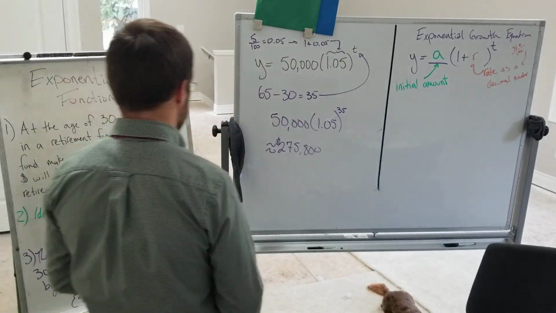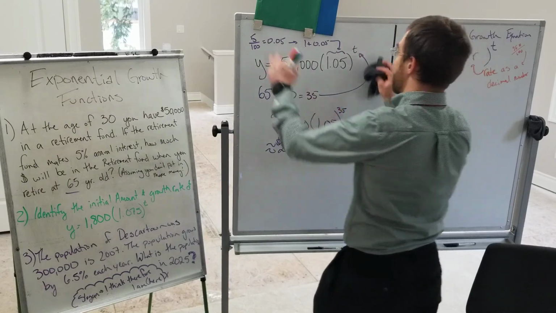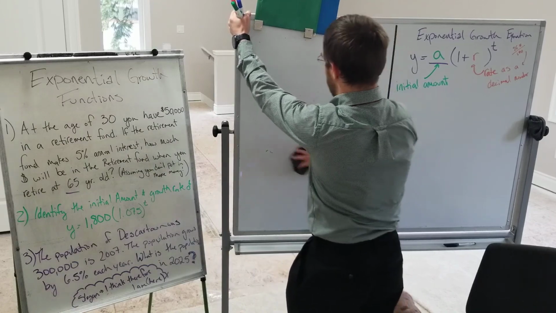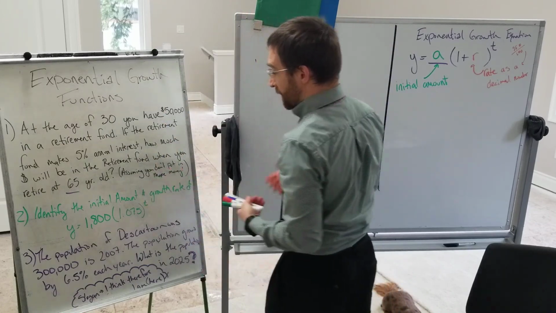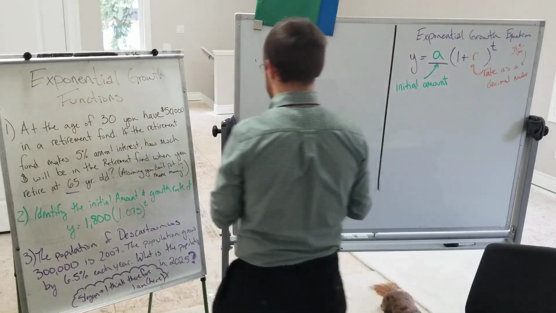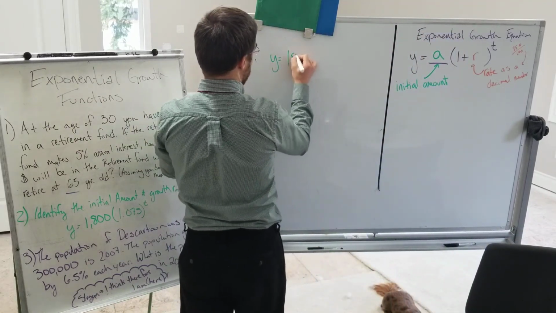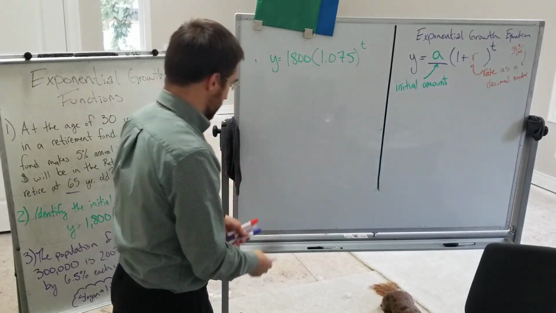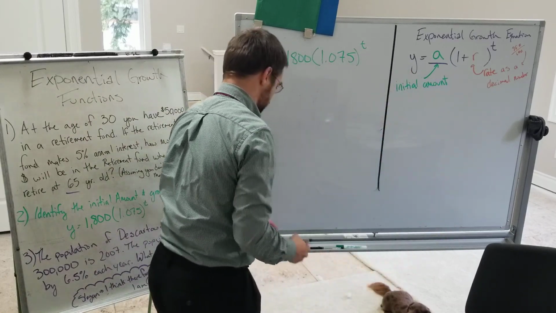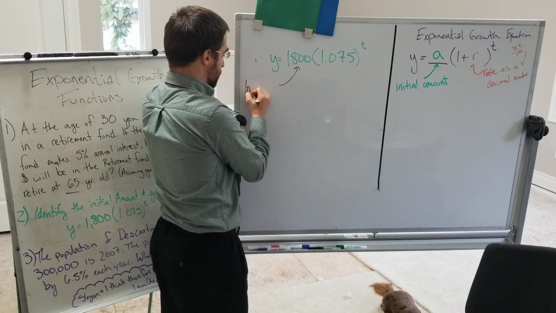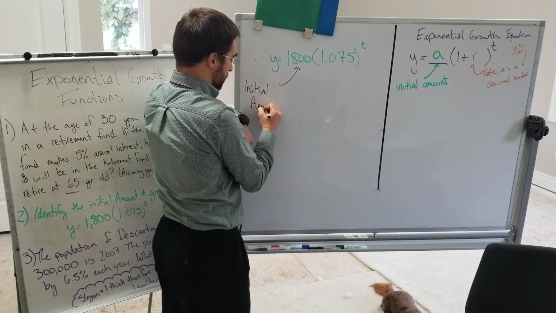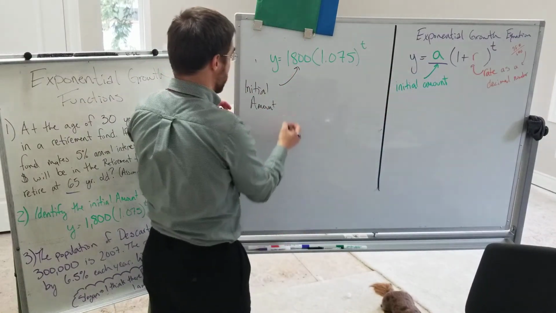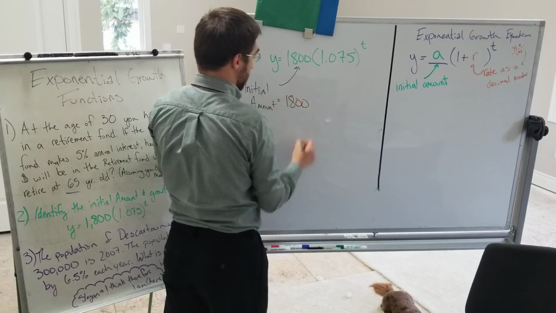Okay, let's look at a couple more problems here. So let's look at problem 2, problem 3, and that'll be it for the video. So problem 2, we just have an equation and we are asked to find the initial amount and the growth rate. So I have y equals 1,800 times 1.075 to the t. So the initial amount is the number that's multiplied in front of the parentheses. It's that first number. So here the initial amount is 1,800.